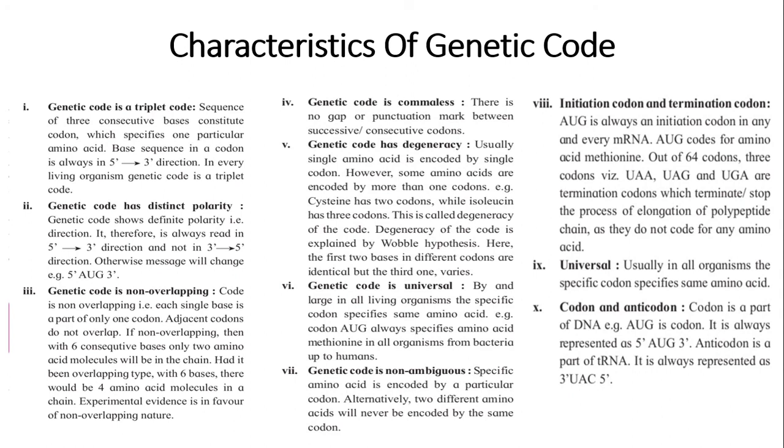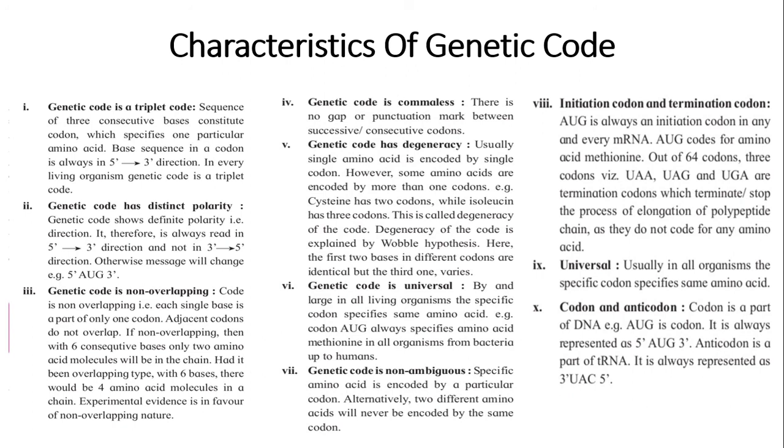Number 5, genetic code has degeneracy. Usually a single amino acid is encoded by a single codon. However, some amino acids are encoded by more than one codon. Number 6, genetic code is universal by and large in all living organisms. The specific codon specifies the same amino acid. Example is codon AUG always specifies amino acid methionine in all organisms from bacteria up to humans.